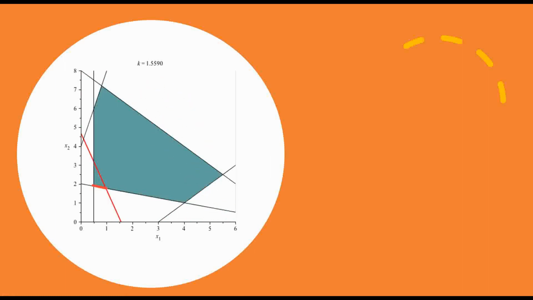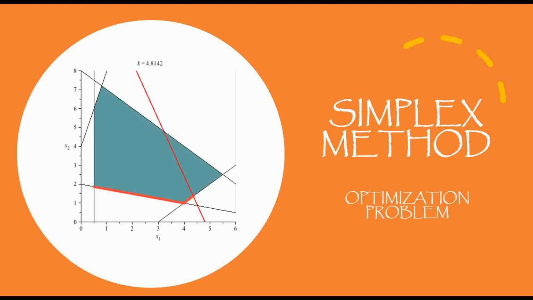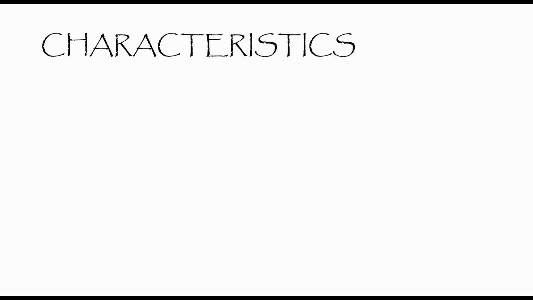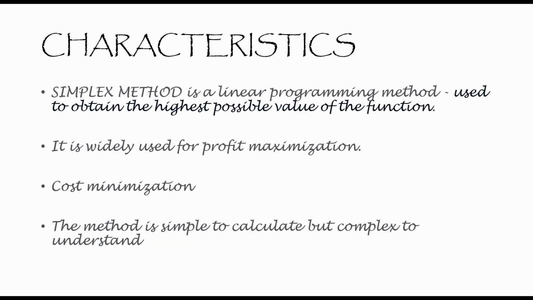Welcome to today's lecture. Today we will talk about the simplex method, which is used for optimization problems, and it has certain characteristics. The simplex method is a linear programming method used to obtain the highest possible value of a function. We all know about the linear programming method. The simplex method is one kind of that, and it is widely used for function maximization.